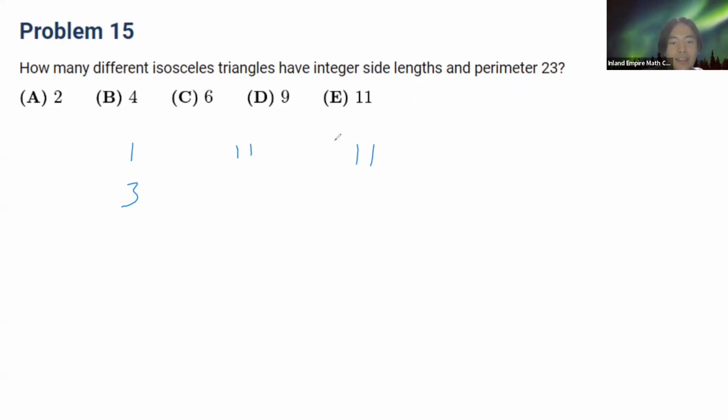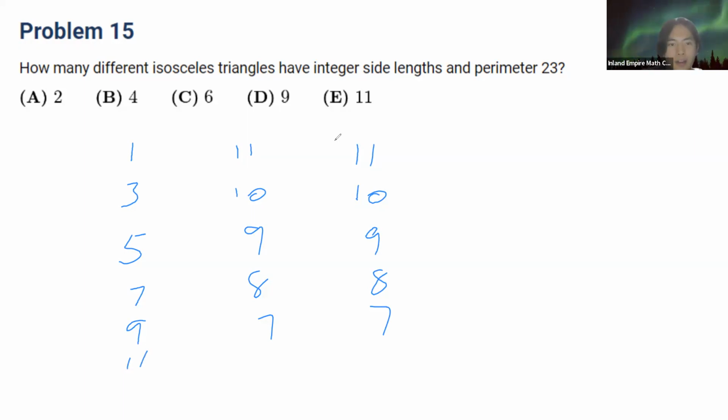Wait, sorry, no, that's not right. You can have one of the sides be 3 and the other two be 9 and 9. You can have one of the sides be 7 and the other two be 8 and 8. You can have one of the sides be 9 and the other two sides be 7 and 7. And finally, you can have the side be 11 and the other two sides be 6 and 6.